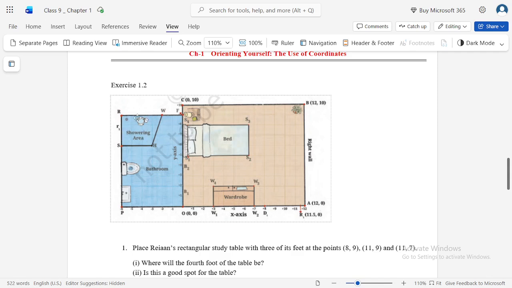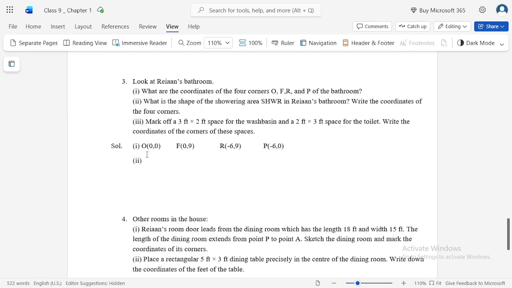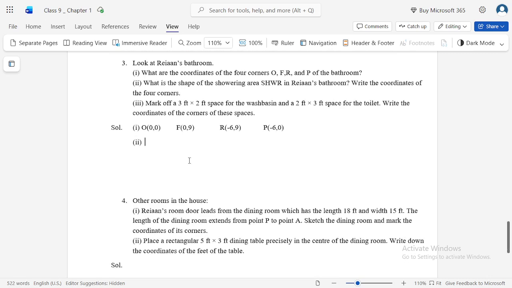So what is a trapezium? Any two of its sides are parallel and the other sides are not. And what is a right trapezium? It has a pair of 90-degree angles. In this we have 90 degrees at S and R, right? So this is a right trapezium. The shape of SHWR is a right trapezium. And what are the coordinates of its four corners?